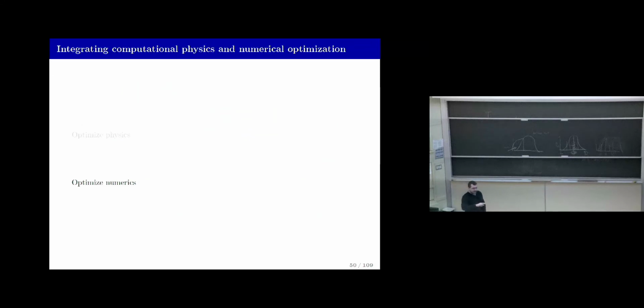Now let me talk about the other side of the coin that I wanted to mention. That was how we use these kinds of methods to do optimization of physics. But now how can we use optimization to actually make better numerical methods? Let me give you one example of why designing numerical methods can be challenging in certain regimes.